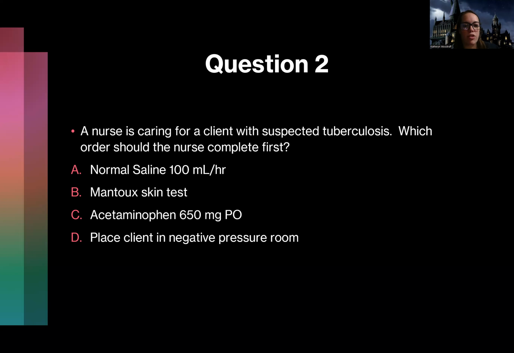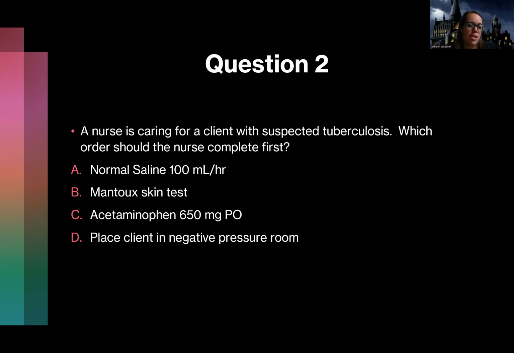So the first answer choice is normal saline at 100 mils per hour. Well, they may be dehydrated. I know that they can have some weight loss with tuberculosis, but normal saline isn't necessarily the first thing that we need to do. It's possible, but there are no signs of dehydration, anything like that at this point.